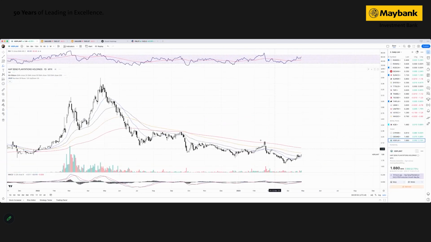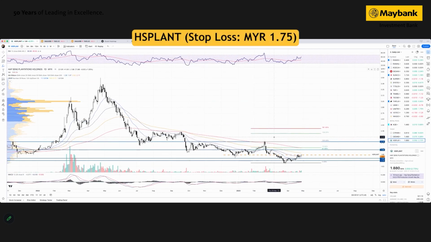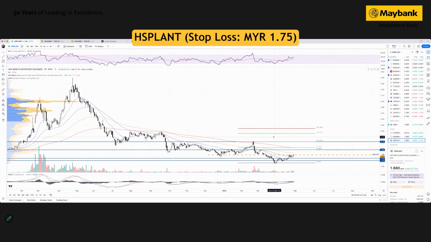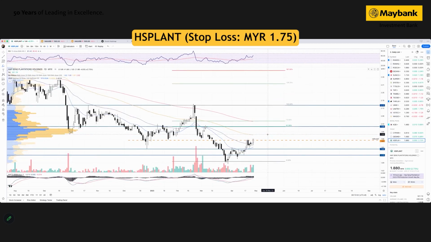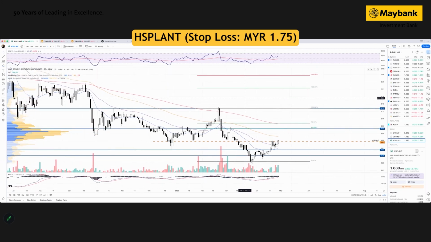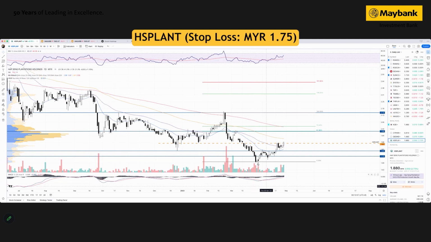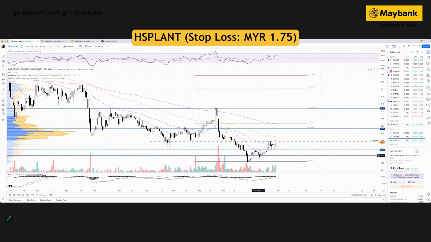Last but not least will be Hubsan Plantation. Now, despite some sort of pullback in CPO, we are seeing higher interest, particularly for the stock. The rebound or reversal move since 29 March has seen the stock continue to trade above the 20 and 50-day moving averages, creating a new high-low structure in between.